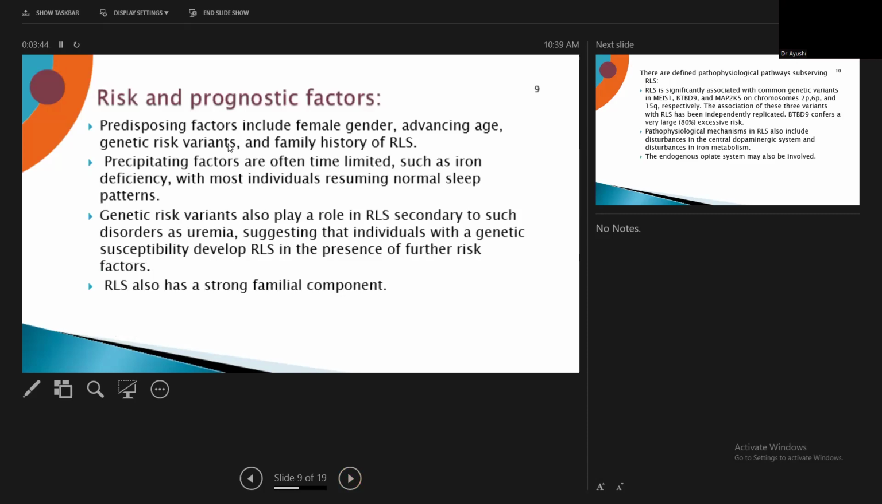Risk and prognostic factors. The predisposing risks are female gender, advancing age, genetic risk variants, and family history of RLS. Precipitating factors are often time limited, such as iron deficiency, with most individuals resuming normal sleep patterns. Genetic risk variants also play a role in RLS secondary to such disorders as uremia, suggesting that individuals with a genetic susceptibility develop RLS in presence of further risk factors. It also has a strong familial component.